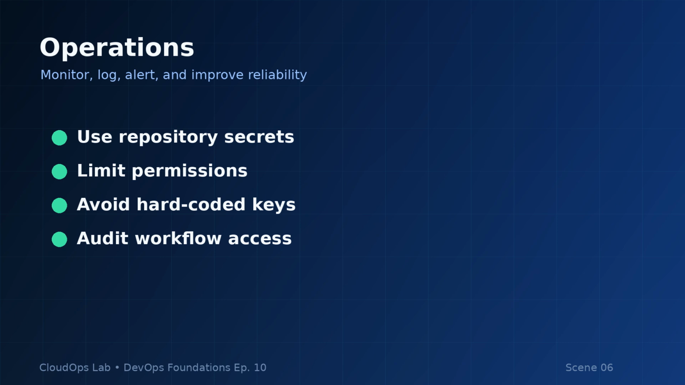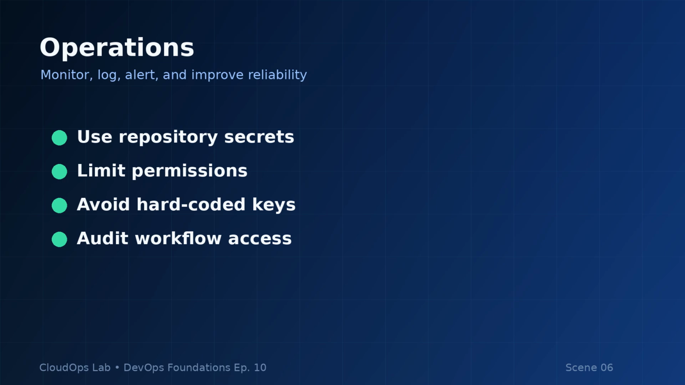Here is the beginner checklist for this topic. 1. Build one small app or use a simple sample app. 2. Put the code in GitHub. 3. Create a CI workflow. 4. Dockerize the app. 5. Push the image to a registry.